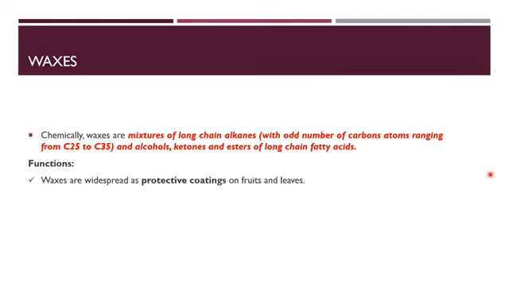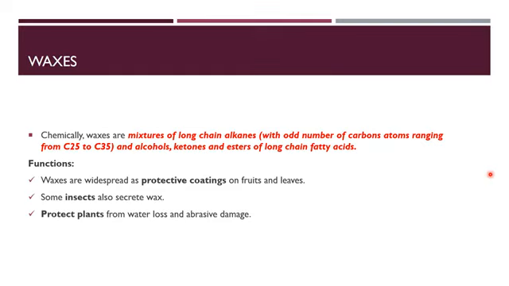The functions of the waxes: they are protective coatings on the fruits and the leaves. They are present in the insects. Okay, some insects are going to secrete the waxes in their exoskeleton. So they're going to protect the plants from the water loss or any abrasive damage, and they provide the water barrier, means they are water impermeable. Okay, they are working as the waterproof material for insects, birds, and animals like the sheep.